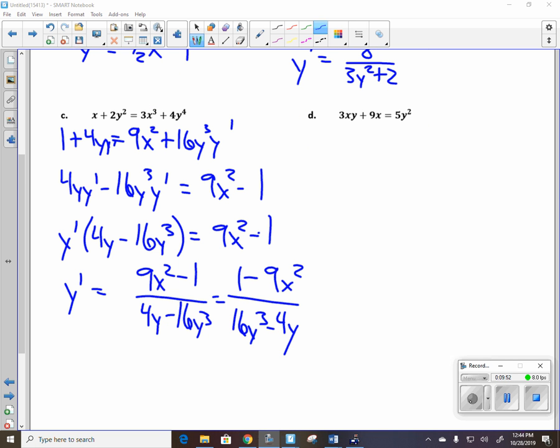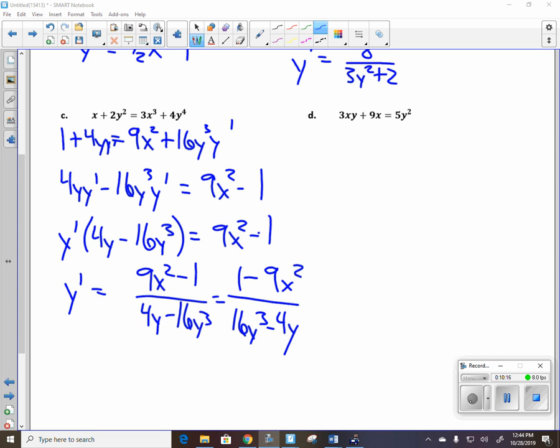Okay, I have 9x squared minus 1 over 4y minus 16y cubed. Is that correct? So is that the same thing as 1 minus 9x squared over 16y cubed minus 4y? Or are they not the same? Are they equivalent or no? They are equivalent because the top and bottom are different by a factor of negative 1.